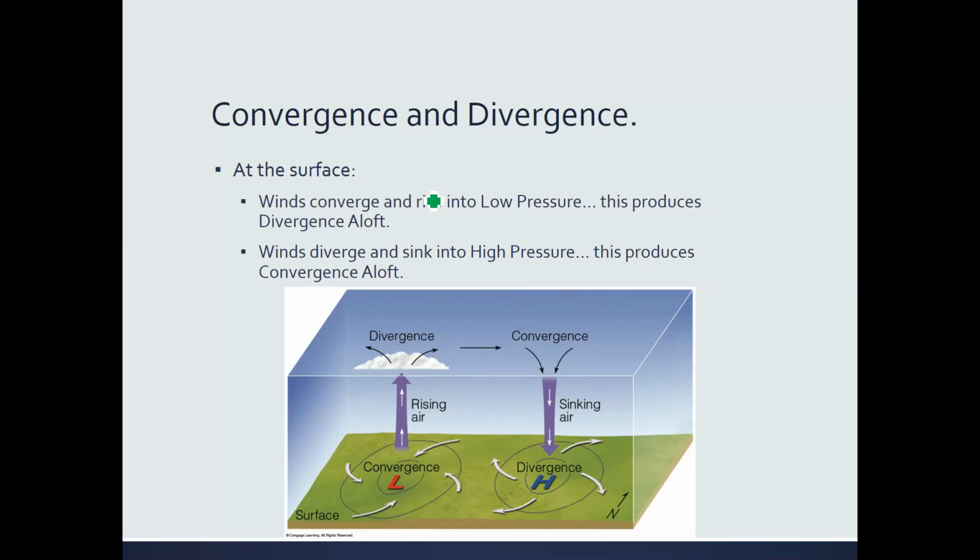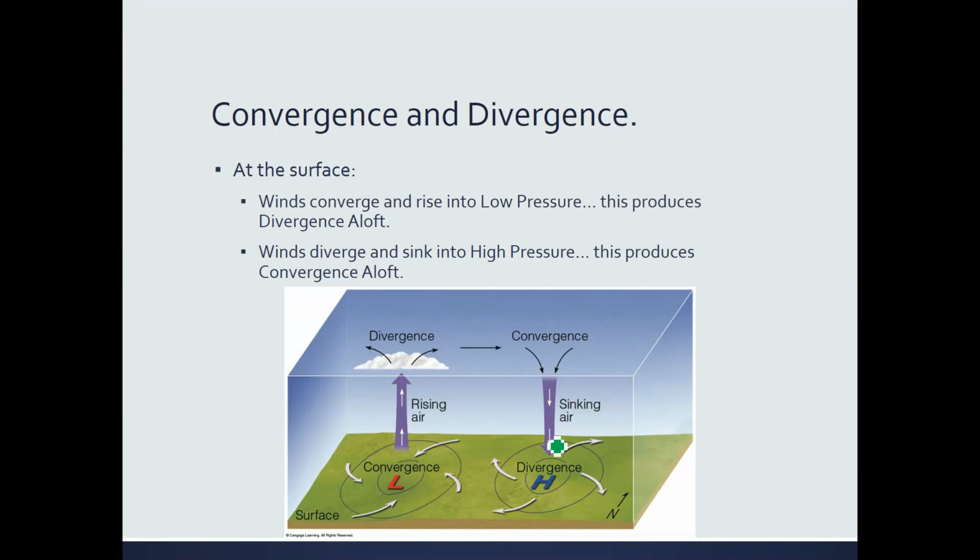On the other hand, in the case of high pressure, we have divergence. Air is escaping the high pressure system. In this case, the air is sinking above it because air from above has to fall down to take the place of the diverging air. This causes air to be sinking here, and when you have sinking air, you don't get any precipitation. So you get convergence around low pressure, divergence around high pressure.